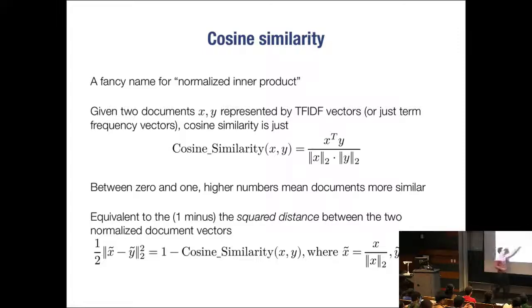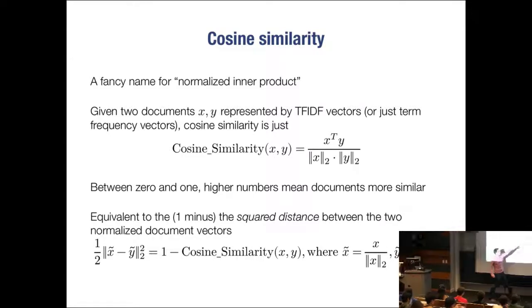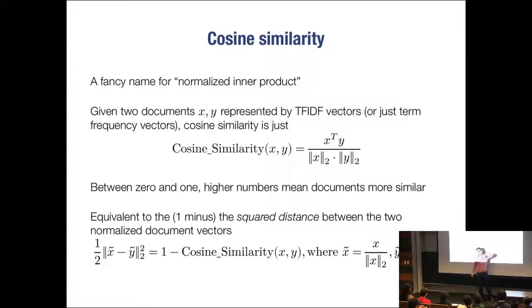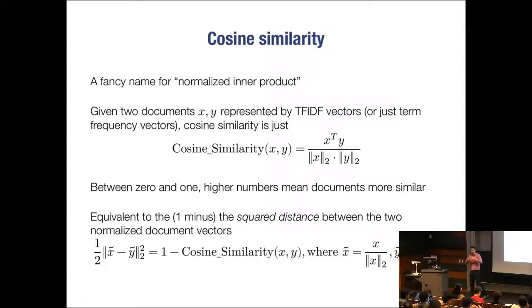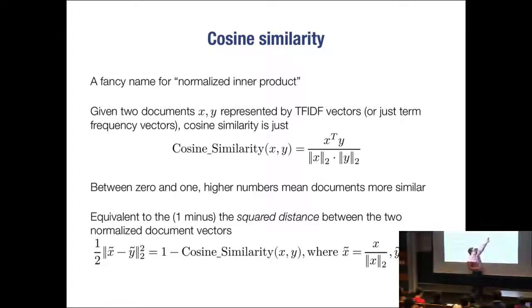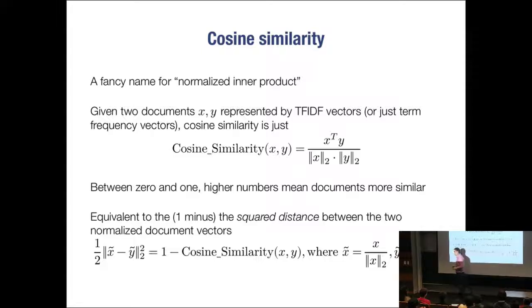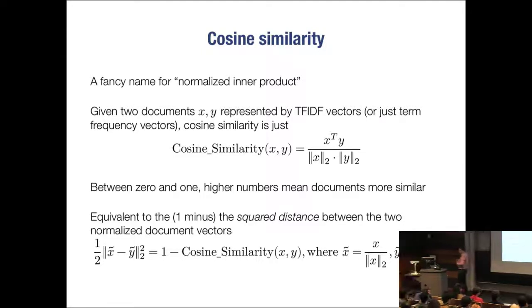So if I have two vectors, x and y, that define TF-IDF vectors, I first normalize them. That's the division by the norm of x, the norm of y. Remember, the norm is the square root of the sum of the values of the vectors squared. And then I take the inner product of those two vectors. So you can write it like this, where you first take the inner product and divide by the norms, or you can write it in terms of first normalizing each vector and then taking the inner product of those two vectors. And this is a number between 0 and 1. Higher numbers indicate more similar, lower numbers indicate less similar.